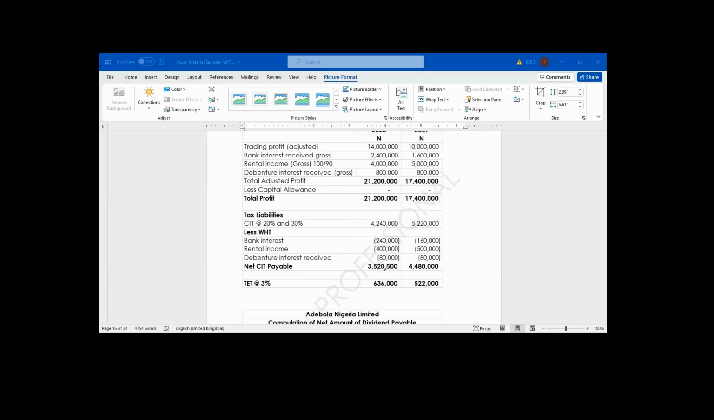You do the same for the second year; the same pattern you used for the first year, you apply it for the second year. The adjusted profit for the second year is 17.4 million. The company income tax rate is 30%. 30% of 17.4 million is 5,220,000. You less the withholding tax, and your net CIT is 4,480,000. You compute the education tax at 3%, which is 522,000. This is the tax this company must pay.